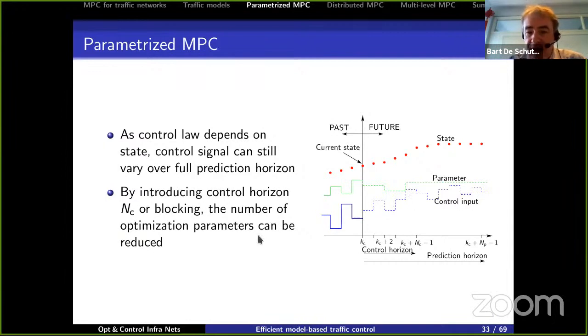In general, you can go to more complex schemes where you, for example, say, okay, I will first update 2 parameters and then keep it constant, or I keep the parameter constant for the whole horizon. In that way, you can still further reduce the complexity, the number of variables.